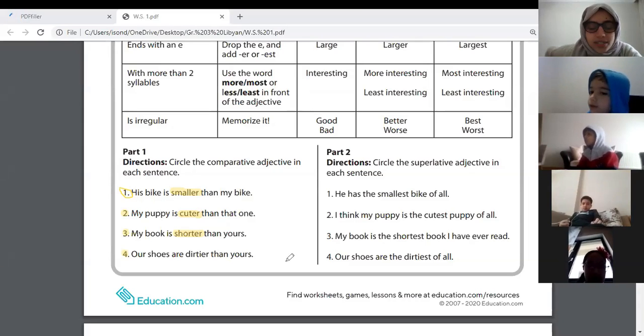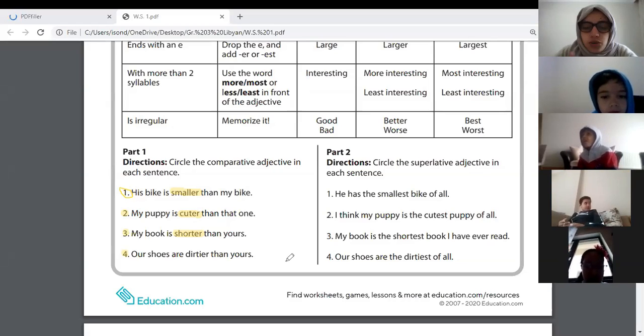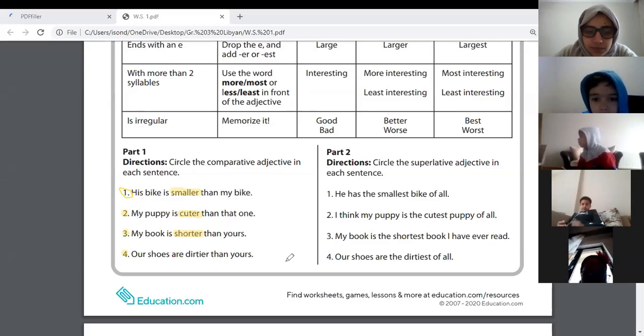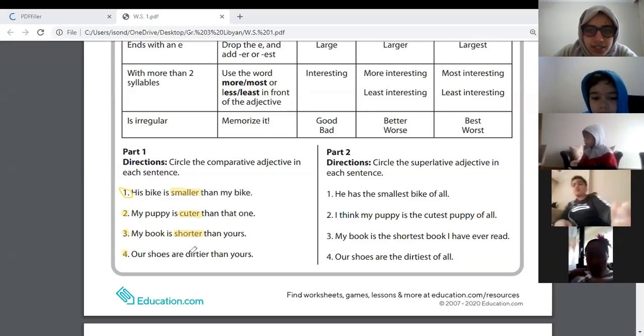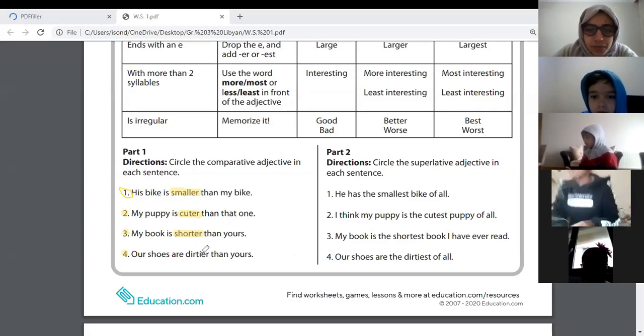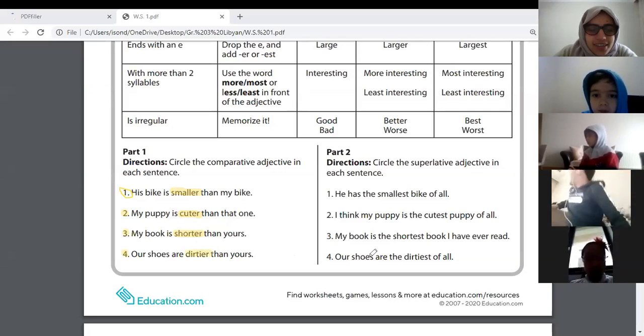So which word here is comparing between our shoes and your shoes and ends with ER? Dirtier. Excellent, Yasmin. So I'm going to highlight dirtier here.